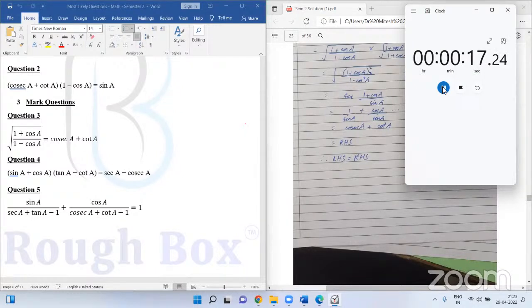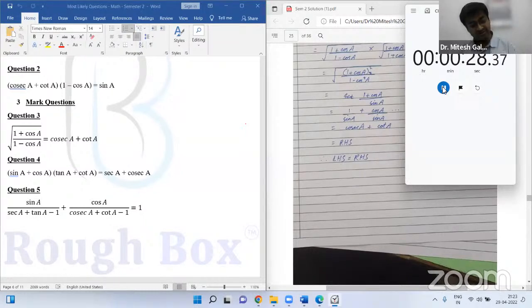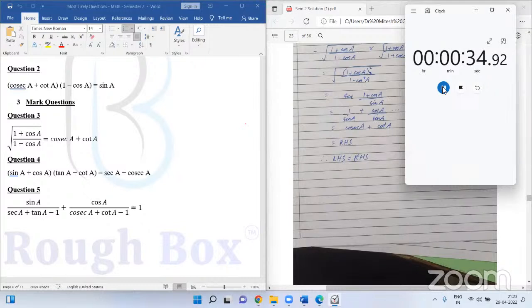Sir, if you had to rate the difficulty level of the ICSE math paper, how much would it be out of 10? Usually every year it is, let's say, 7 or 8. But this year I don't think so. It should be more than 5 or 6. Okay, sir.